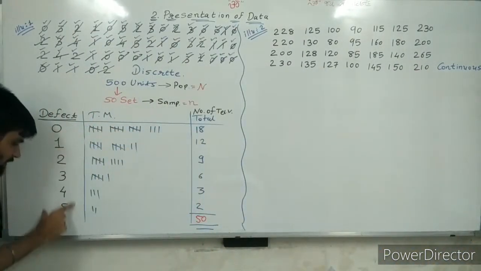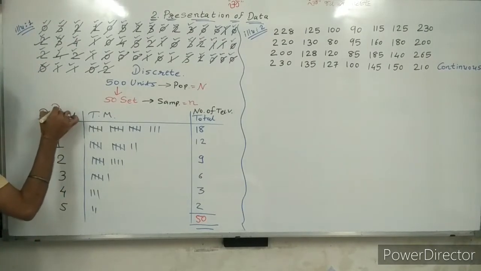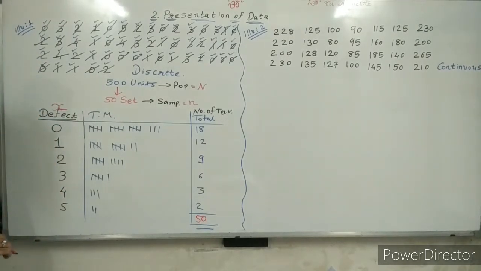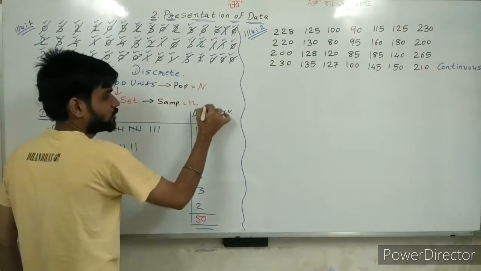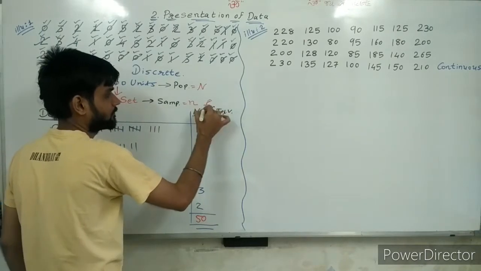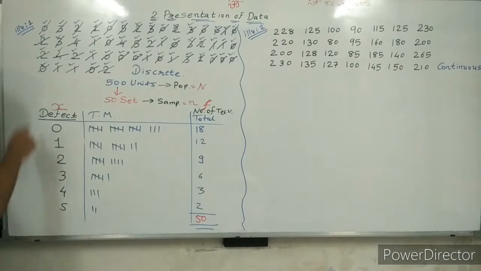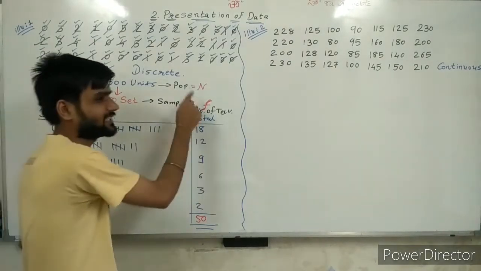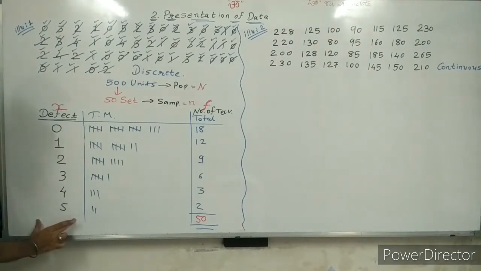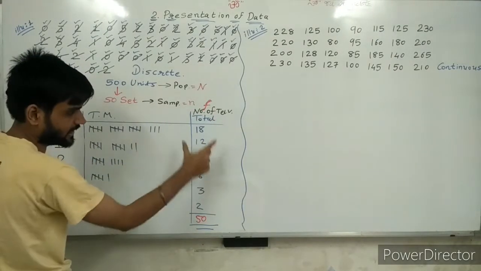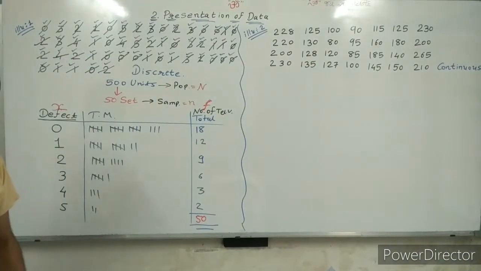And this number of defects is denoted by X, and this is the frequency, and frequency is denoted by F. So the number of defects is denoted by X and frequency is denoted by F. So actual my data X is 0, 1, 2, 3, 4, 5. Against it, frequency is 18, 12, 9, 6, 3, 2. Simple. Going ahead.